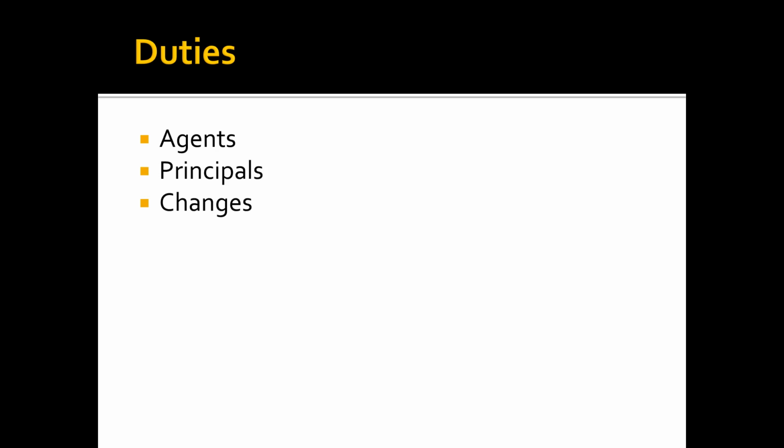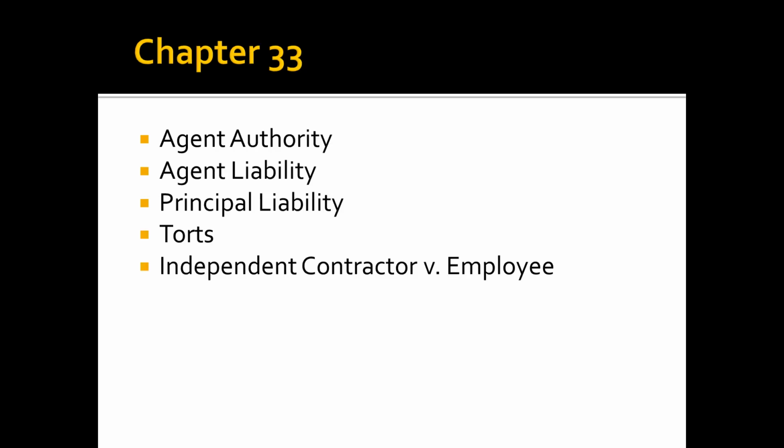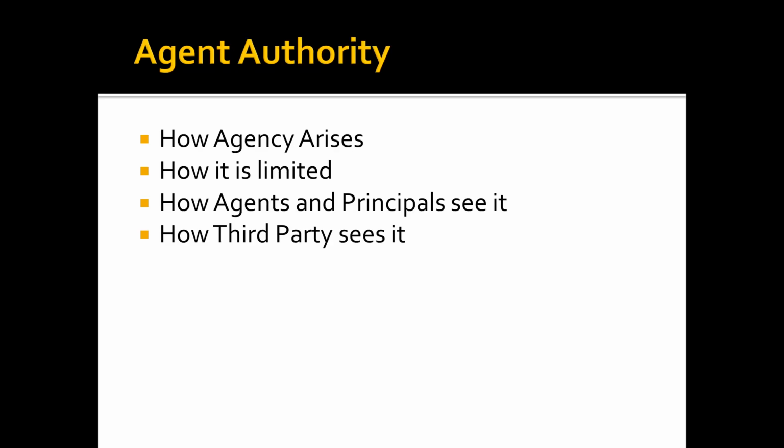Chapter 33, we're going to shift just a little bit, focusing mainly on agents. We'll drill down a little bit. We'll look at authority and liability there. Then we'll shift to principal liability, broadly more torts, and then independent contractors. So for agent authority, we'll talk about how it arises. We'll talk about the major types of agency, although we'll pretty much focus on the standard ones. We'll look at how agency can be limited. Then we'll look at why it's important, what the subjective point of view is, what is the agent's perspective on what he's supposed to be doing, what's the principal's perspective.